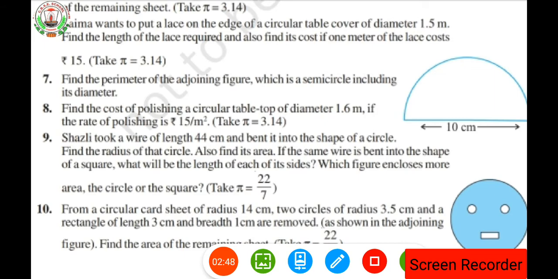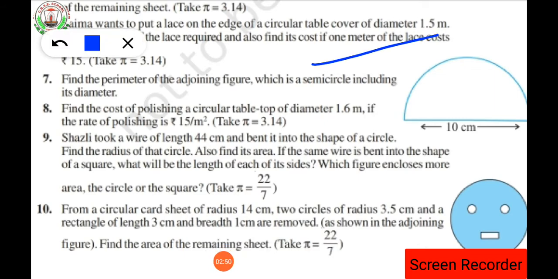In the same way, for the ninth question we have the length of the wire as 44. A complete length of the wire is 44. Suppose AB is the length of the wire. Okay, this length of the wire is rebent into the shape of a circle.